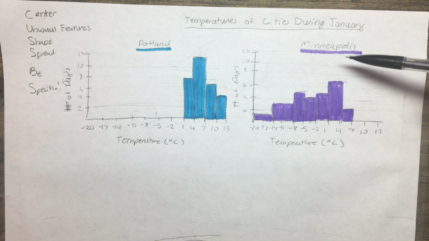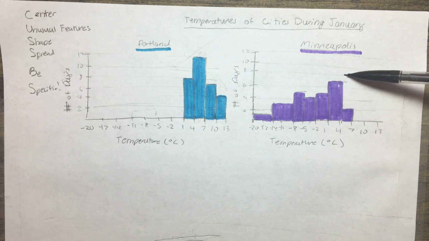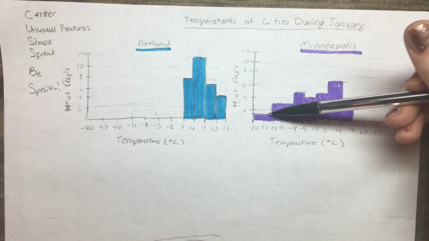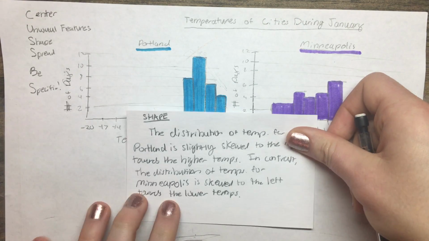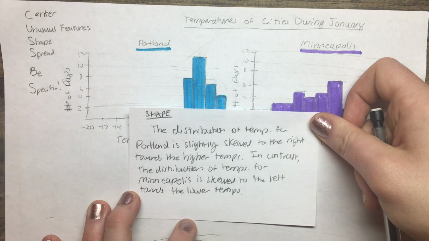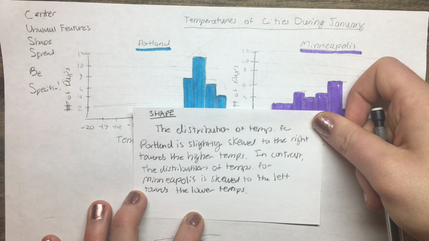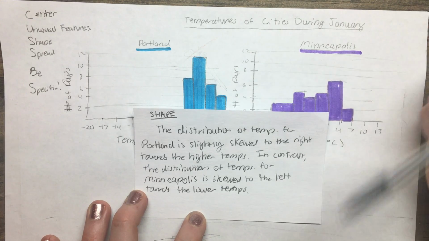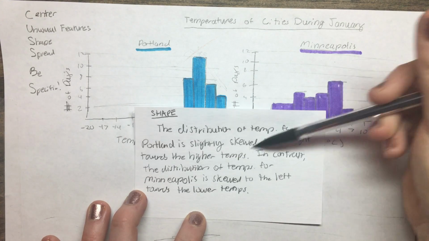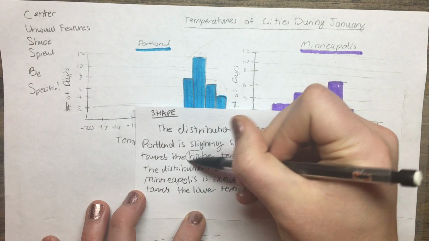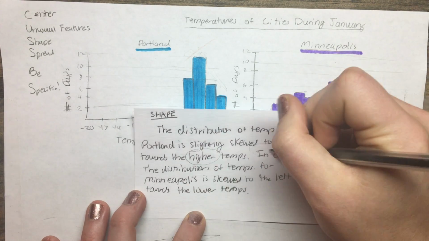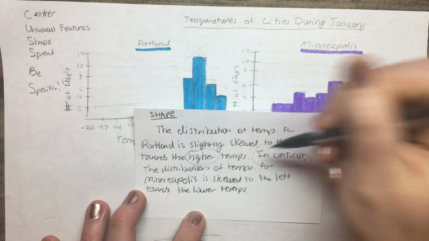In Minneapolis, it's more obvious that it's skewed to the left, to the lower temperatures. So this is for shape, and here's what I said. The distribution of temperatures for Portland is slightly skewed to the right towards the higher temperatures. In contrast, kind of extra, but I get the point, the distribution of temperatures for Minneapolis is skewed to the left towards the lower temperatures. I did use context. I used comparing words, higher. Oh wait, that's not it, but in contrast.